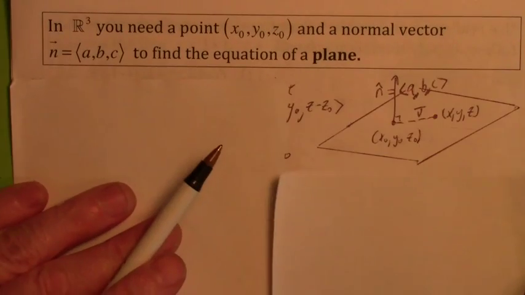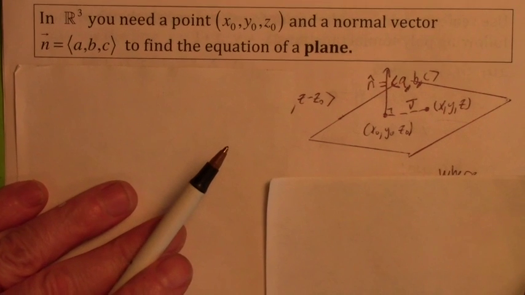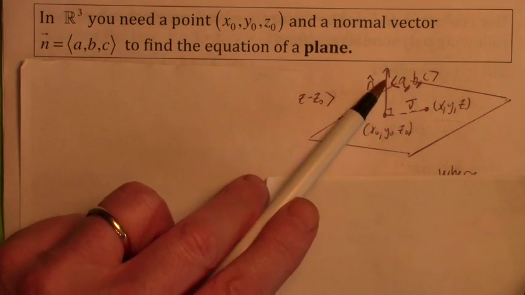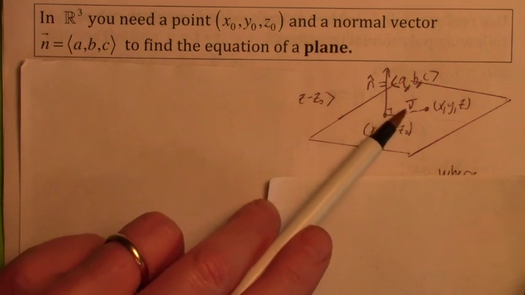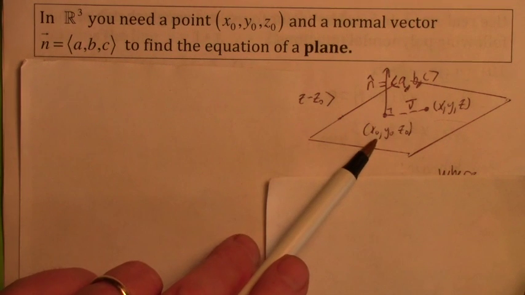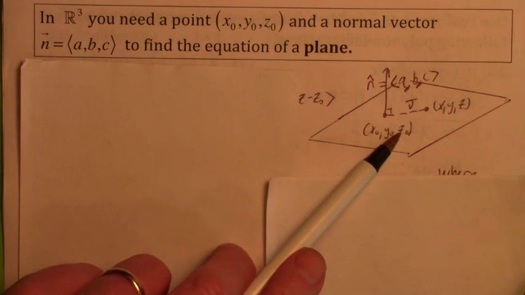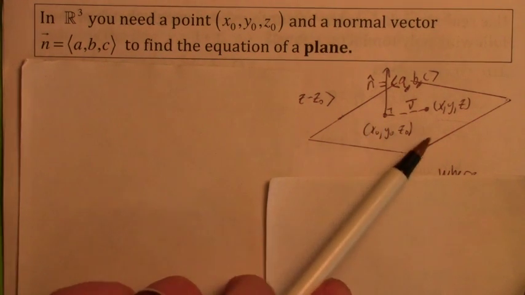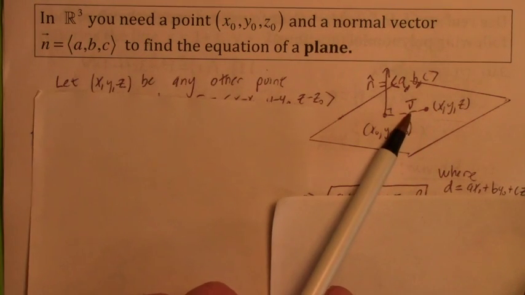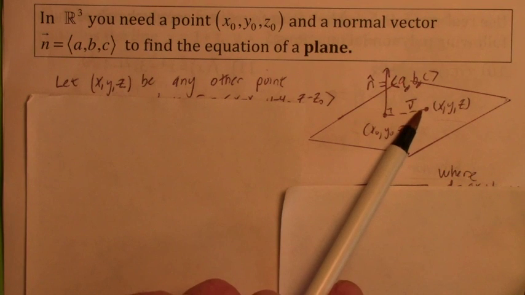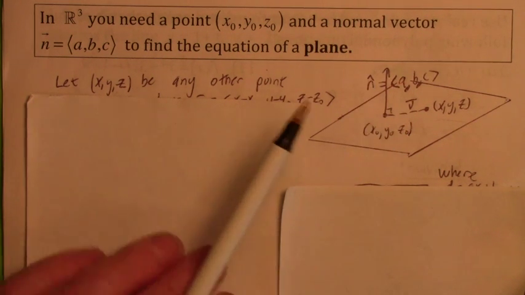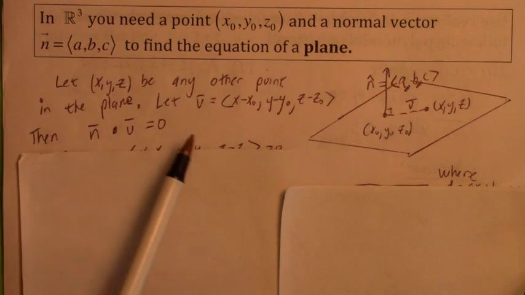All right, let's talk about a plane. That's kind of interesting. To find a plane, you need to have a normal vector. That's a vector that's orthogonal or perpendicular to every vector in the plane. You also have to have a point, x naught, y naught, z naught. And the reason why that works is because if x, y, z is any other point in the plane, you could form this vector v, and what has to happen is v dotted with n has to be 0.